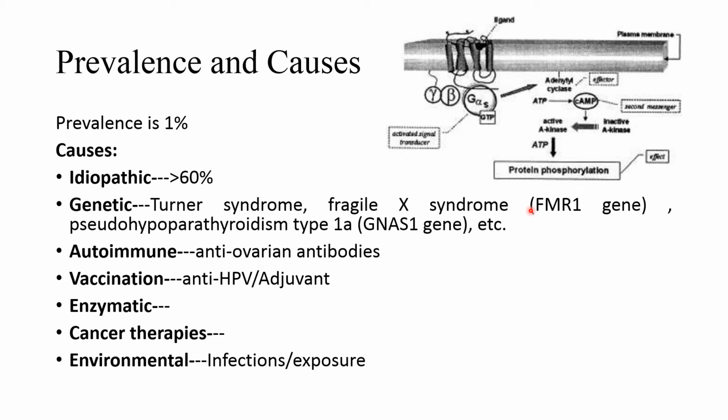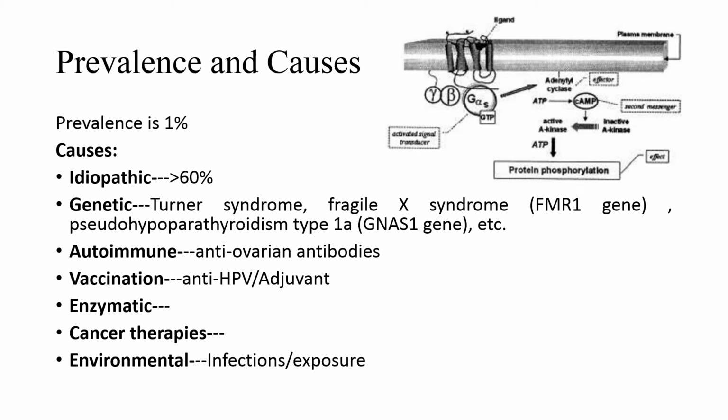Pseudohypoparathyroidism is, we know the parathyroid gland is releasing a hormone, that is parathyroid hormone, that is adjusting calcium into the bones, and it is then decreasing levels of calcium in blood. But in case of hypoparathyroidism, the calcium level would increase in the blood, because the parathyroid hormone would be low.